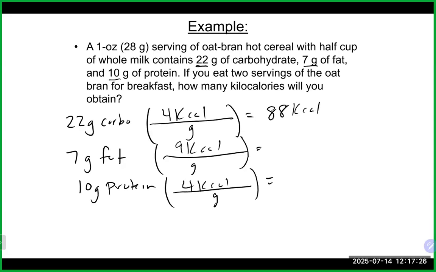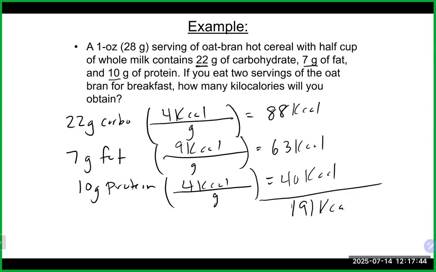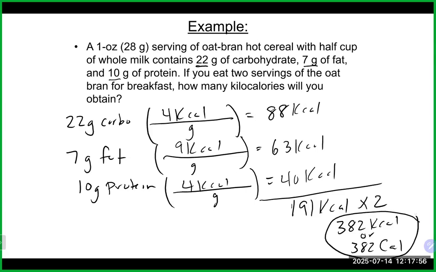We'll have our 63 kilocalories there and our 40 kilocalories there. And if we add all these together here, 40 plus 63 plus 88, comes to about 191 kilocalories. And since we're having 2 servings, we could times that by 2, and we would have something like 382 kilocalories, which is 382 nutritional calories in this particular case.